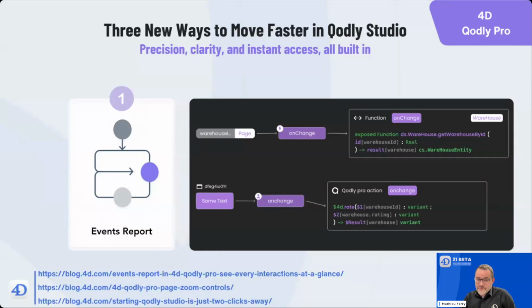The first one is Events Report. So your page is more than just its components. It's also a chain of events that ties everything together. When something behaves unexpectedly, this report shows you the full story in one place. Every trigger, every action. The logic that usually hides in the background becomes clear.